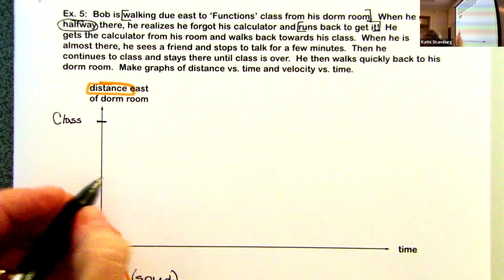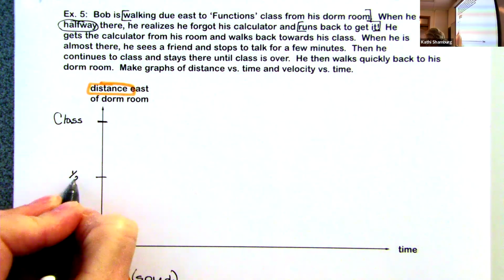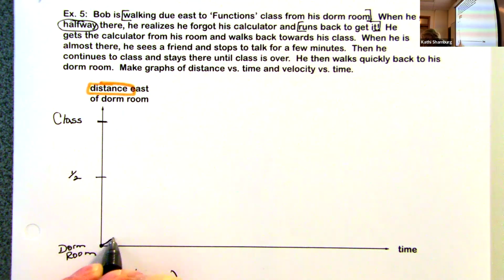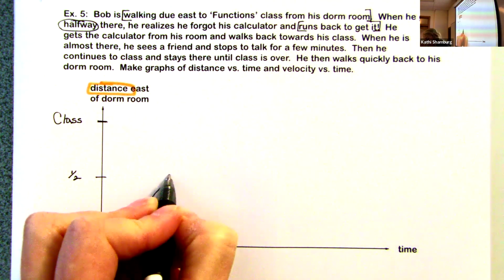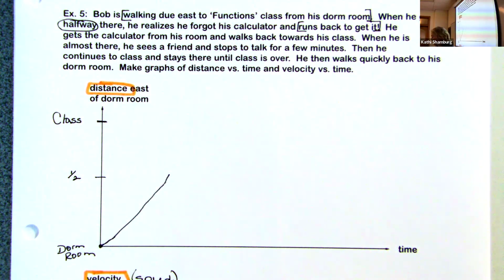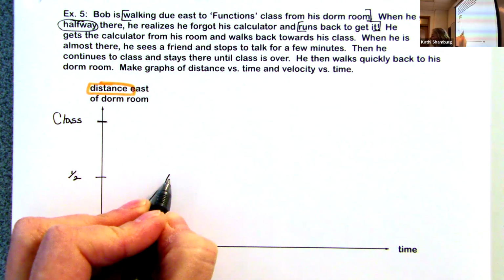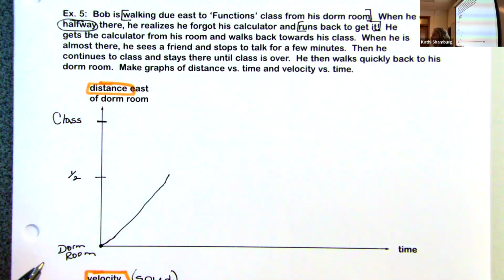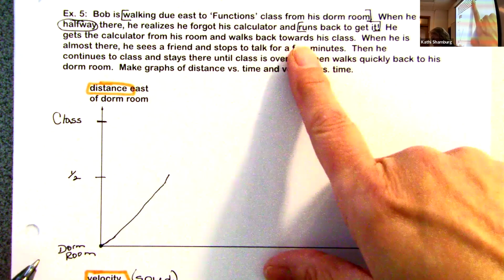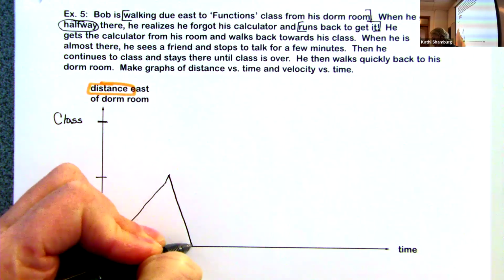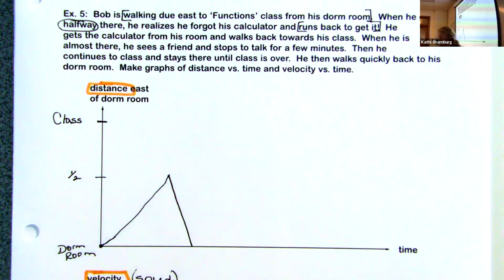So we know he's getting halfway to class. He is walking to class and he gets halfway there. That should be a straight line, though it doesn't look like one. Sorry about that. At this point, what does he do? He goes back to the dorm room. So what's going on with the graph? It's decreasing, right? Now, he runs back, so I'm going to make that slope steeper than when he was walking.